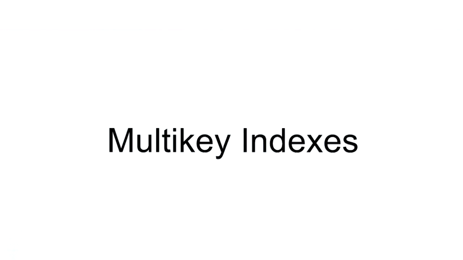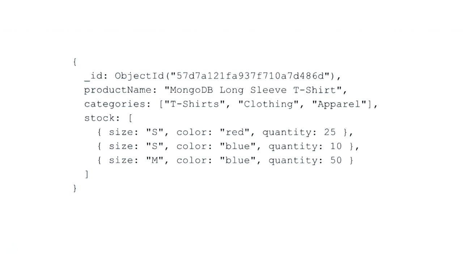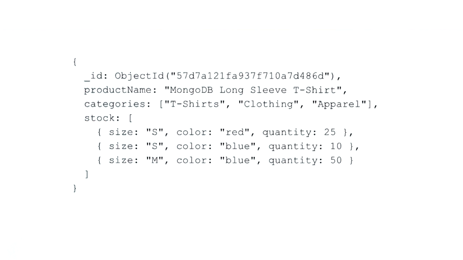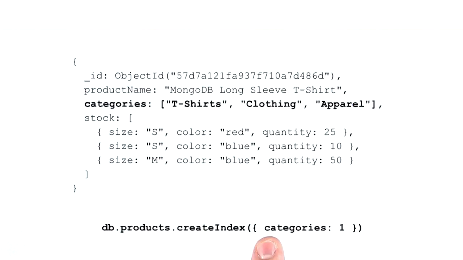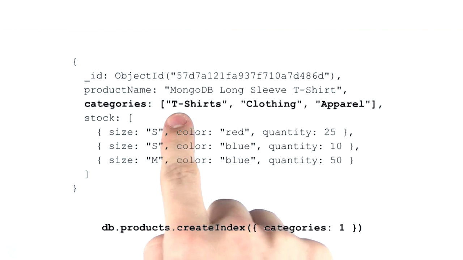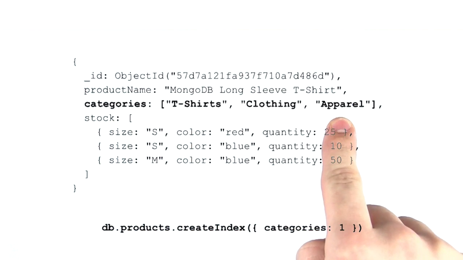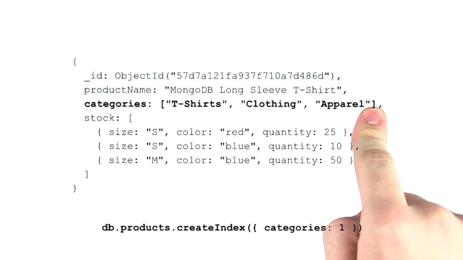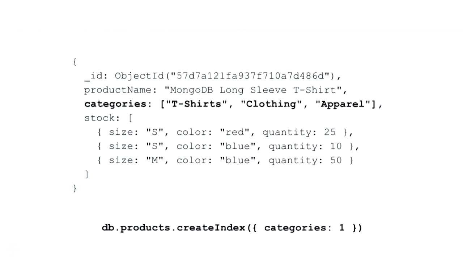In this lesson, we're going to talk about multi-key indexes. Because of MongoDB's flexible data model, we're able to embed arrays into our documents. And when we index on a field that is an array, this is what we call a multi-key index. It's called this because for each entry in the array, the server will create a separate index key.